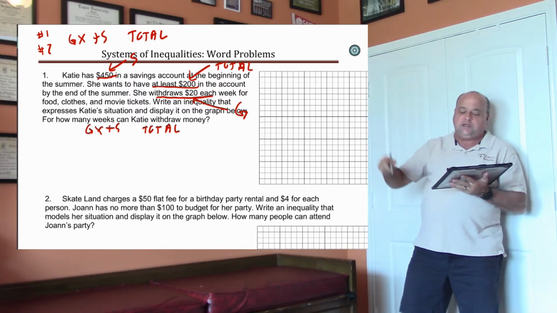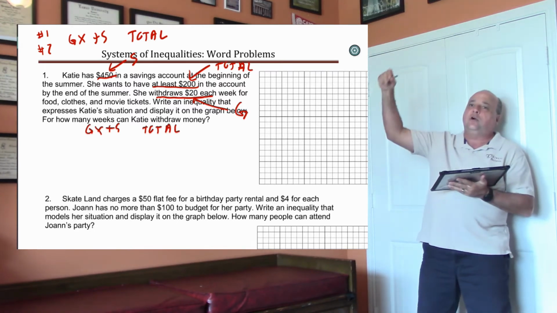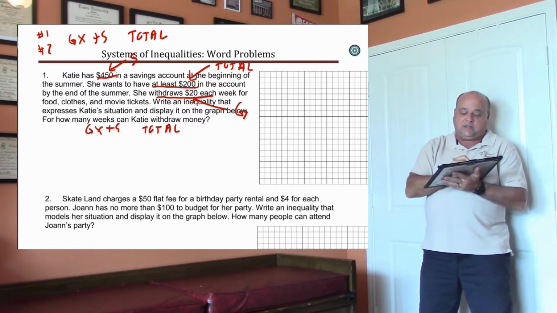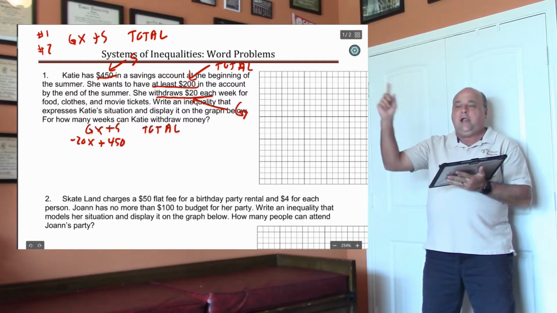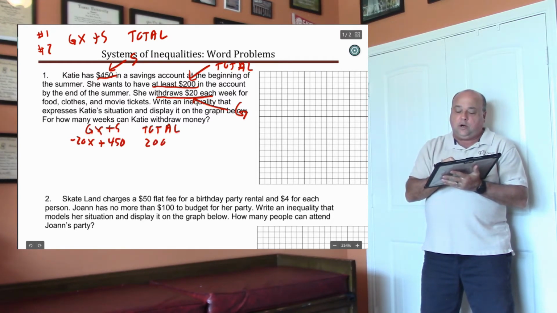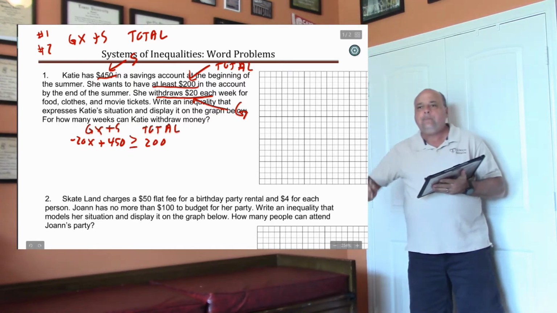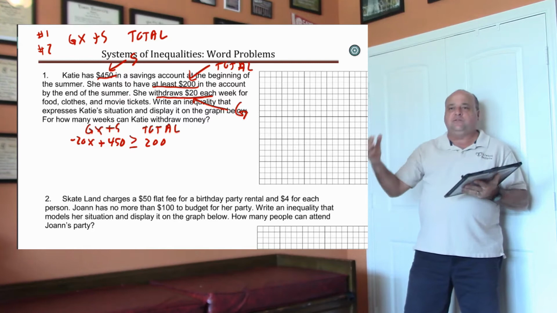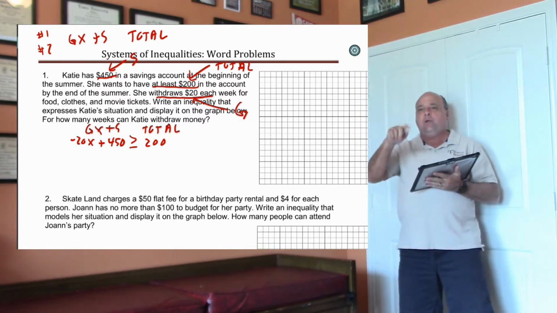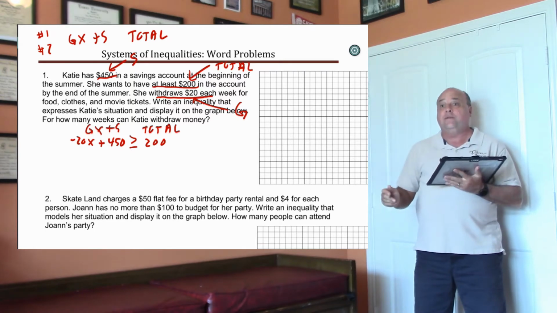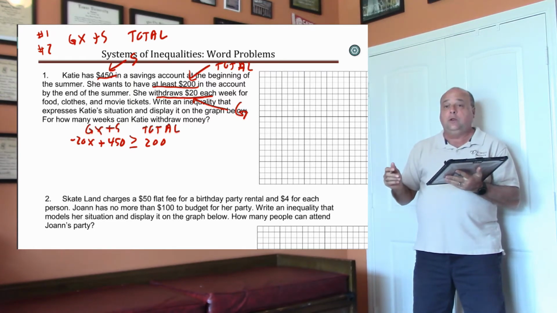Let's write our equation. The $20 is not growing our money. She's spending the 20 bucks. So negative 20x plus, we start off with $450, and we want to end up with more than 200, or at least 200, so that's greater than or equal to. So negative 20x plus 450 has to be at least 200 bucks. So the money we have has to end up being more than the 200, which is the total in this case.